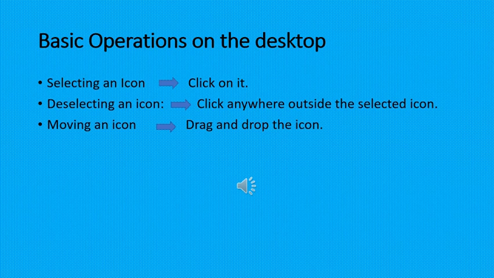When you want to move an icon, just point to the icon and after that drag it to a new place, and when you reach the new place you can drop it. When you press and hold down the left mouse button while you move the icon to a new place, it is known as dragging. When you take your finger off the left mouse button after reaching the new position, that is known as dropping.